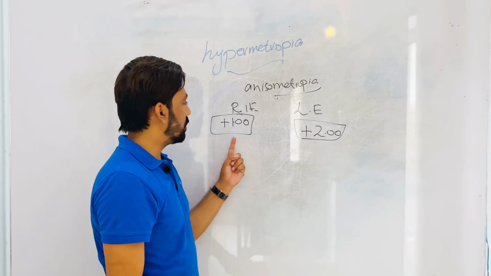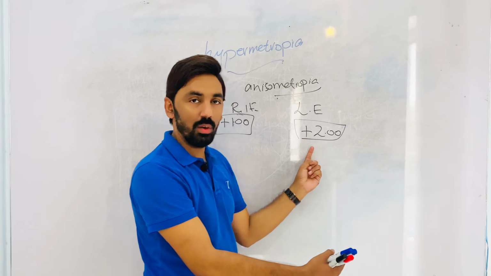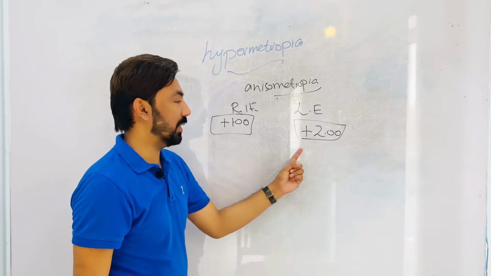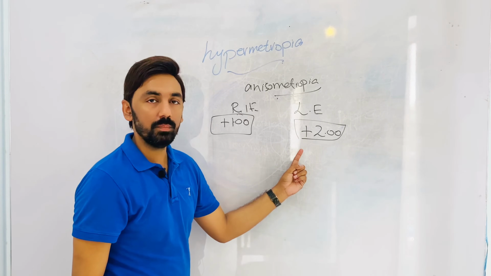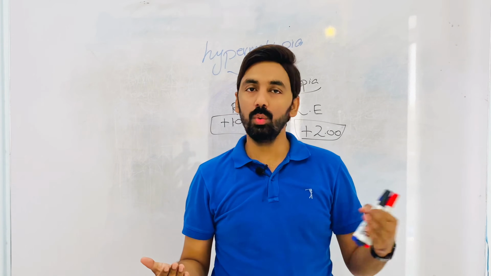So if I have +1 in the right eye of my patient, and +2 in the fellow eye, then I have to correct this anisometropia. So what are the procedures of clinical refraction in a newborn to 8-year-old child?